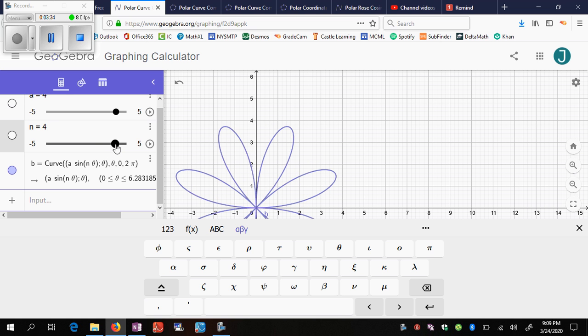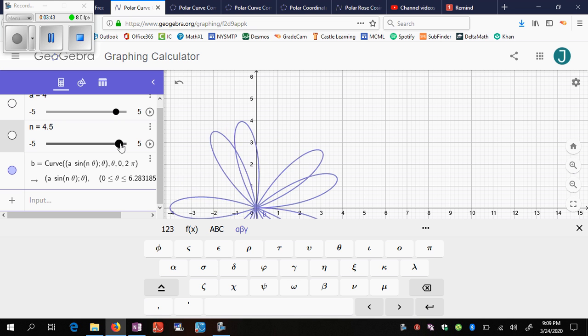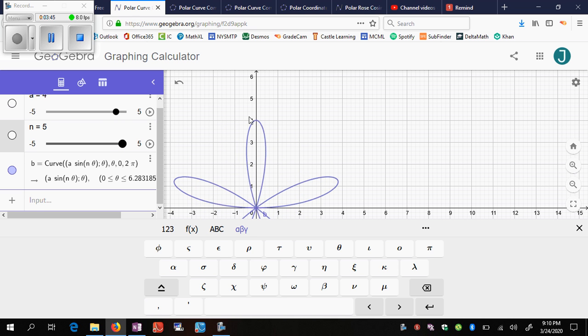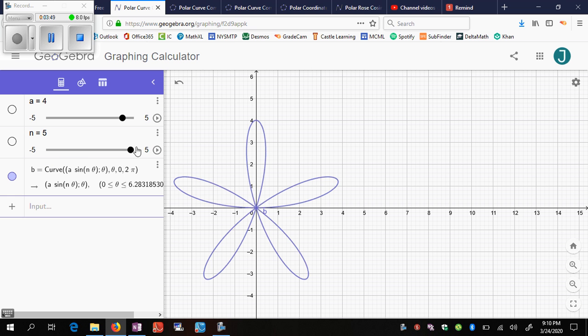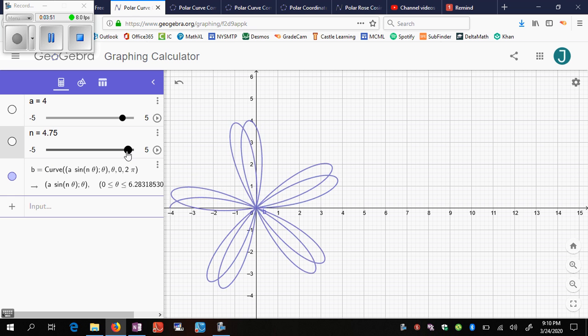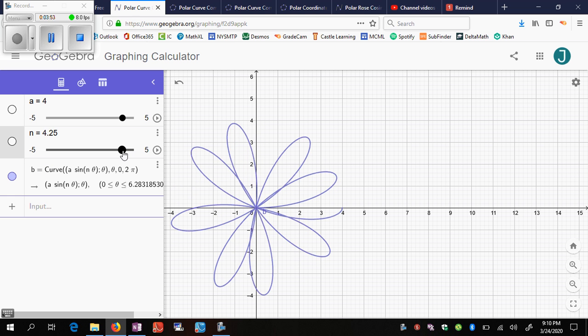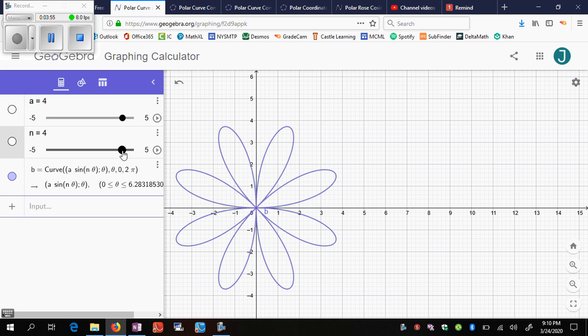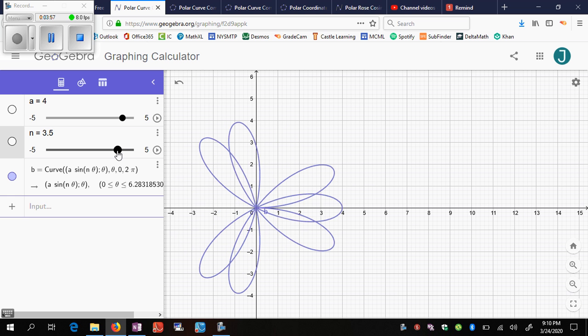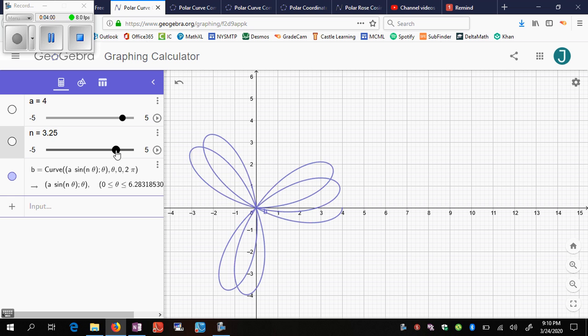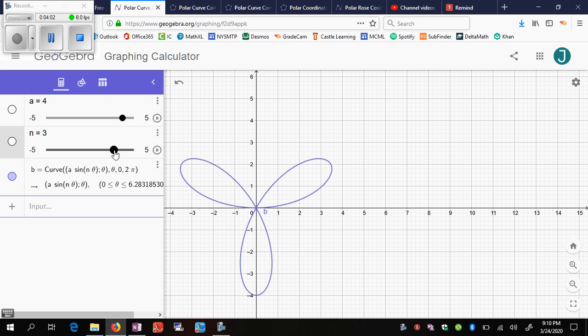Essentially, if we have an odd number in front of theta, we're going to have that exact number of petals, so if n is 5, I'll see 5 petals. If n is 4, I will actually see twice as many petals. I'll actually see 8. And if we switch back to an odd number, 3, we see 3 petals. And so on and so forth. So that's the big picture there.